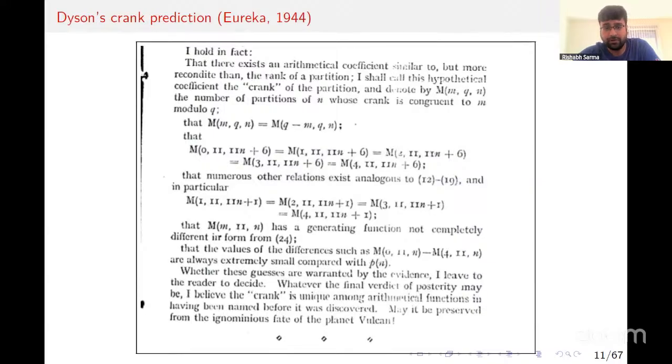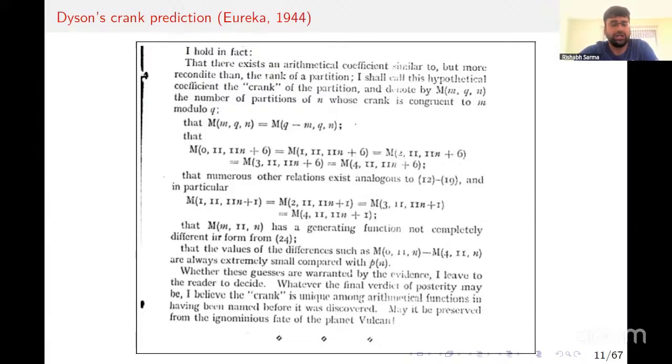In the very same paper that appeared in Eureka, Dyson also prophesized the existence of another statistic that he calls the crank, which, as he says, is an arithmetical coefficient or a statistic similar to but more recondite than the rank. I shall call this hypothetical coefficient the crank of a partition, which would eventually explain the mod 11 congruence of Ramanujan in the same way.